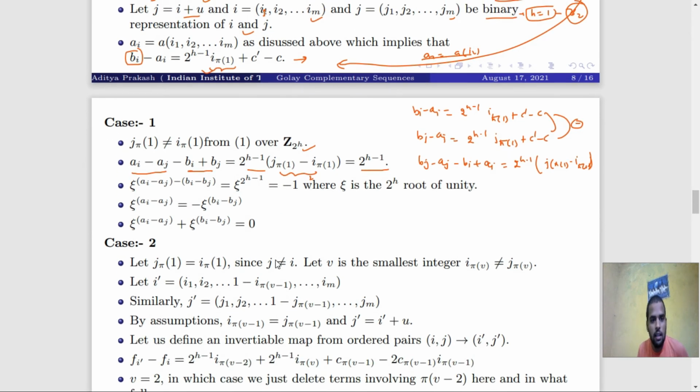Now we can introduce xi on both sides. Then xi to the power a_i minus a_j minus b_i plus b_j is equal to xi to the power 2 to the power h minus 1, and we know that xi is the 2^h-th root of unity. So I put in xi to the power 2 to the power h minus 1, and we know that xi is e to the power 2 pi i by 2 to the power h. So 2 to the power h divided by 2 to the power h minus 1 cancels, giving e to the power pi i, and its value will be minus 1. How? Cos pi plus i sin pi, and we know sin pi is 0 and cos pi is minus 1.